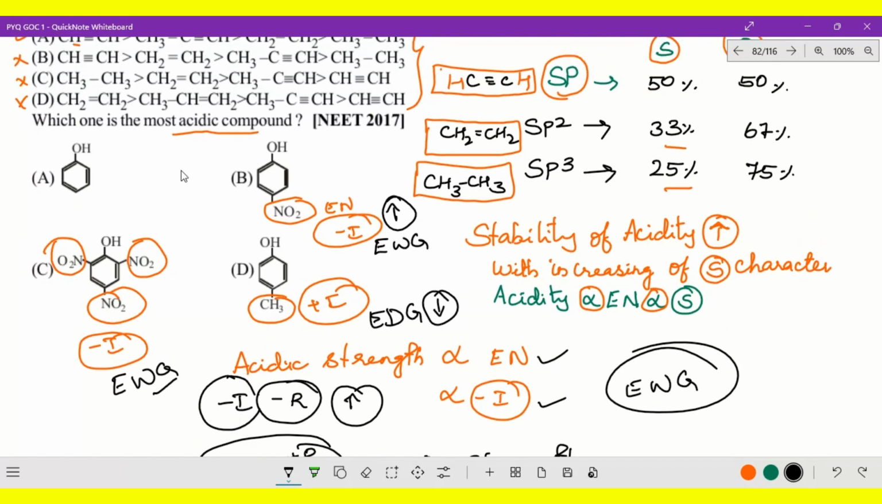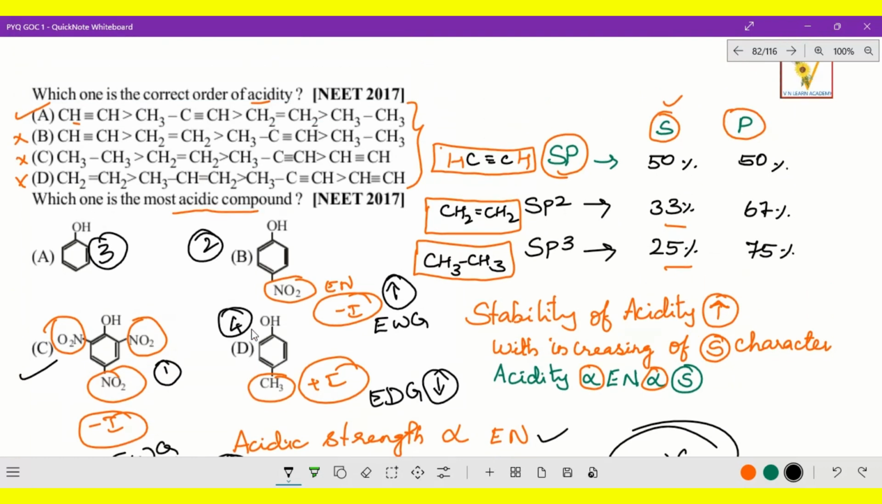Now which one is the most acidic compound? Of course 100% 2,4,6 trinitrophenol, picric acid, is the highest acidic compound. Now can we bring it in order? This is the highest, this is the first one, this is the second one, this is the third one, and this is the last one, the least acidic character. I hope you got clarity about that acidic strength discussion. Come on, let's go to the next question.